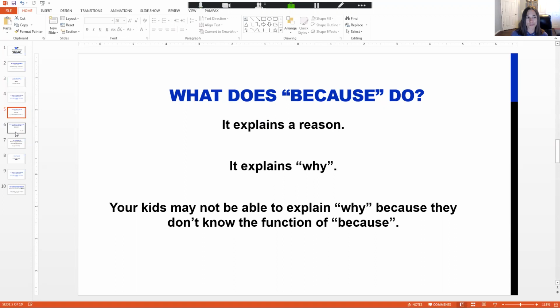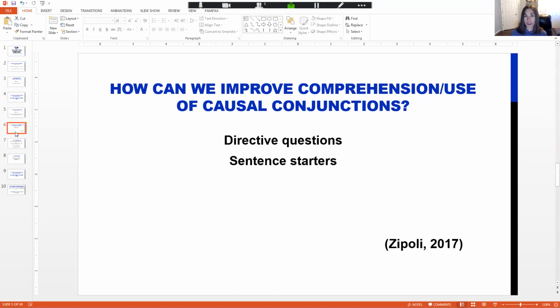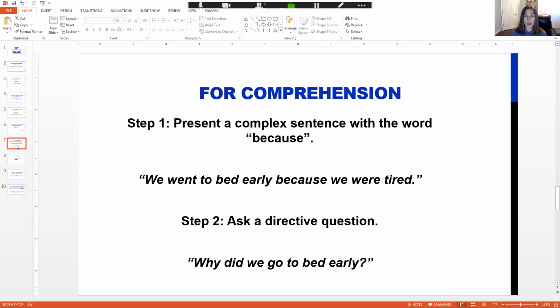So how can we actually improve comprehension of causal conjunctions, and how can we actually help our students use them more effectively? Well, I'm going to give you two techniques today. One of them is called a directive question, and one of them is called a sentence starter. So let's talk about the first one. First, we're going to talk about directive questions, and we're going to use this to improve comprehension of those complex sentences.